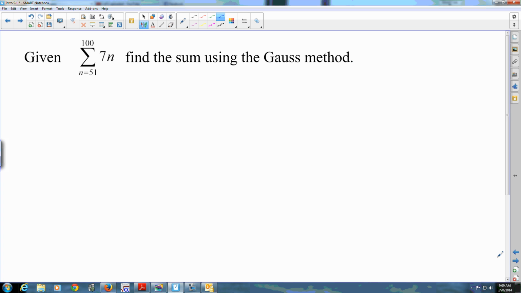So, given this pattern, you guys know how to type it in your calculator. I get that. But you're supposed to use Gauss's method. So I need S sub. Now we need to worry about what this number is down here. So I'm just going to change this up just to help you guys see it.